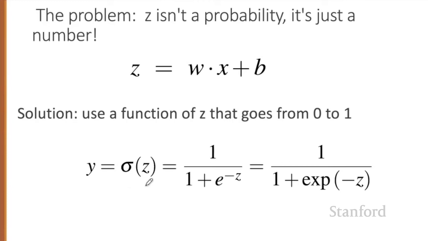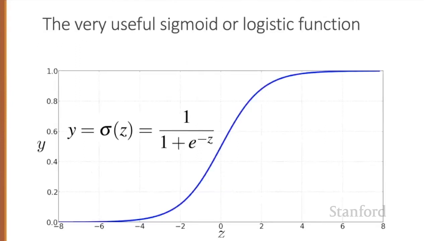So y equals sigma of z. And the sigmoid is 1 over 1 plus e to the minus z, or as we're going to refer to it from now on, 1 over 1 plus exp of minus z. Here's a picture of the sigmoid function, so-called because it looks like an S. The function takes a real value and maps it neatly into the range 0, 1. You notice that it's nearly linear around 0, but outlier values get squashed towards 0 or 1. So it's a very useful function.